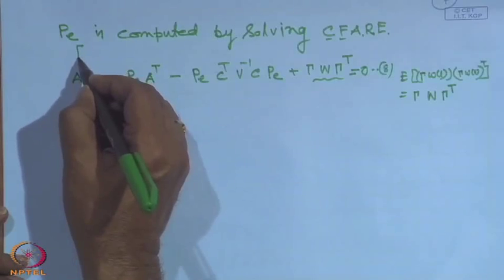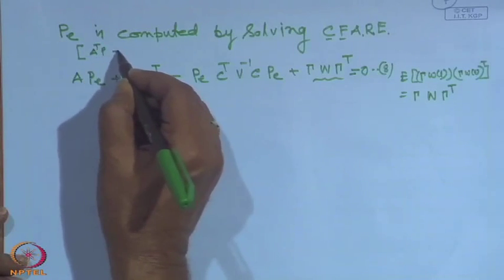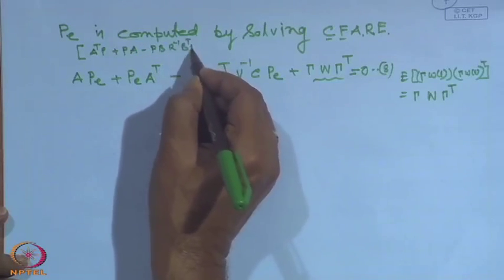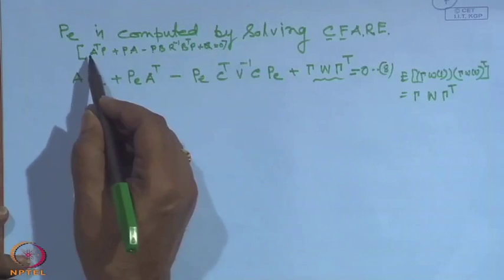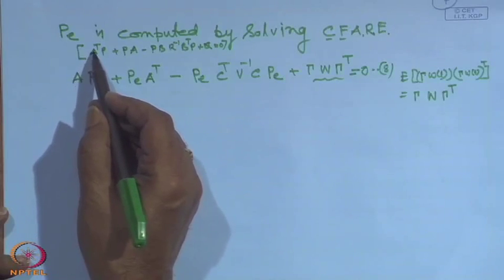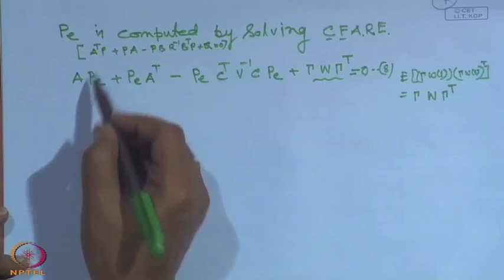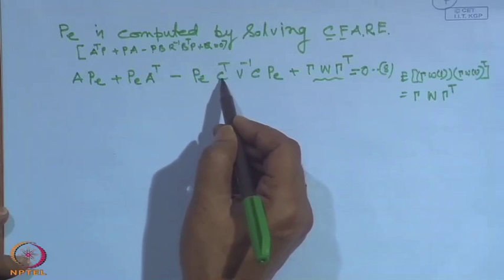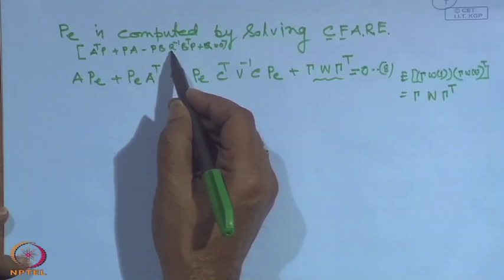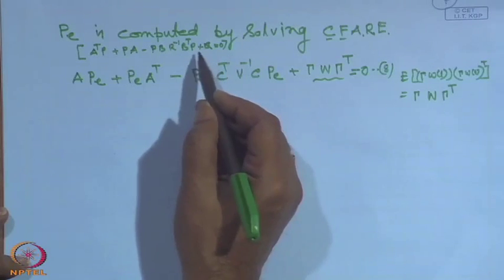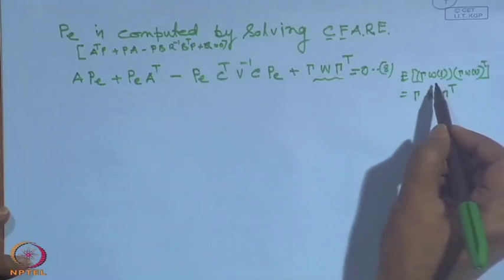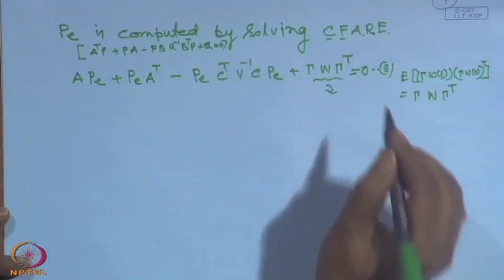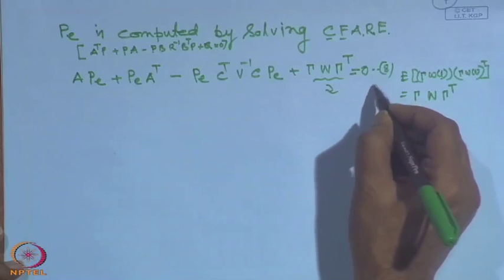How am I writing it? You see the controller design, how you do it: A transpose P plus P A minus P B R inverse B transpose P plus Q is equal to 0. So A is replaced by A transpose, and its transpose A. P is replaced by P E, the error covariance matrix, and in this way B is replaced by C transpose, R is replaced by the measurement noise covariance matrix V, and so on. And this Q, I have shown you, is the noise covariance matrix. So, this is equation number 8.